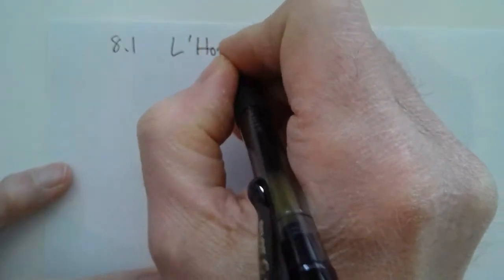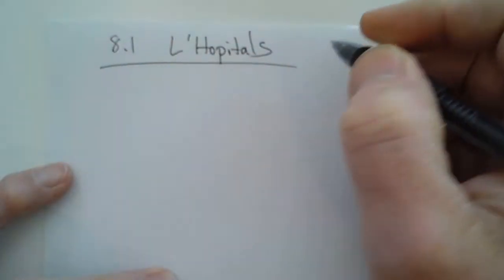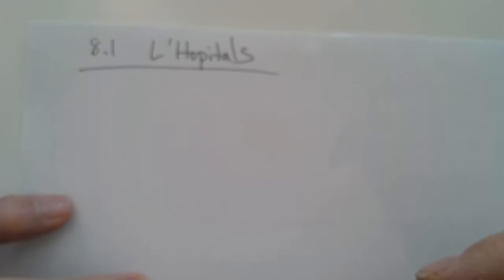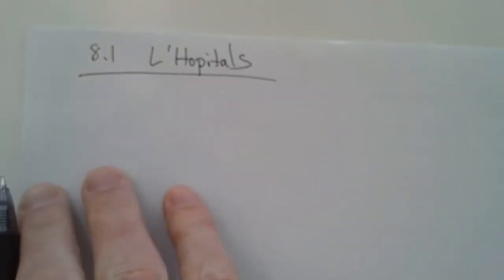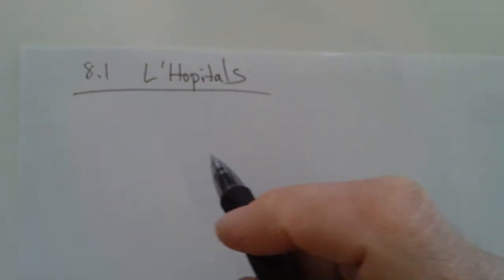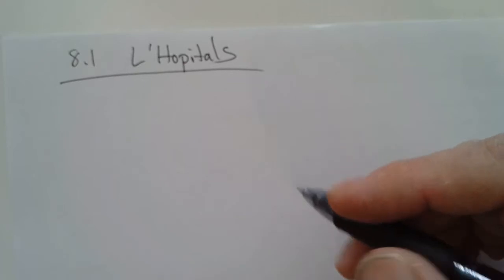All right, so the last section that we didn't get to in Calc AB is L'Hopital's. It's section 8.1. It's not necessary for you to know L'Hopital's in order to be successful on the AP exam, but it is handy to know when you're evaluating limits. You can still do the limits the other way, but this is kind of a shortcut.